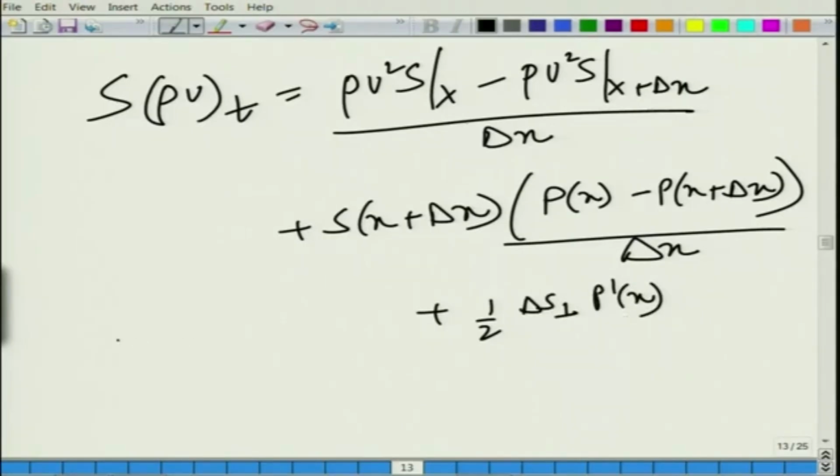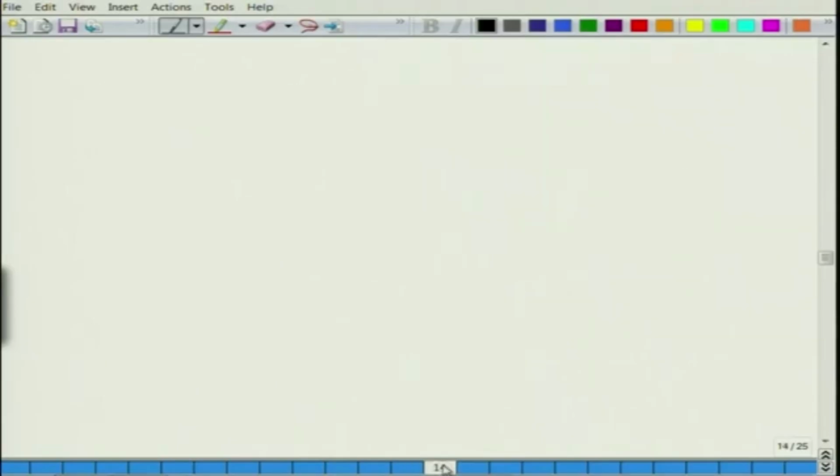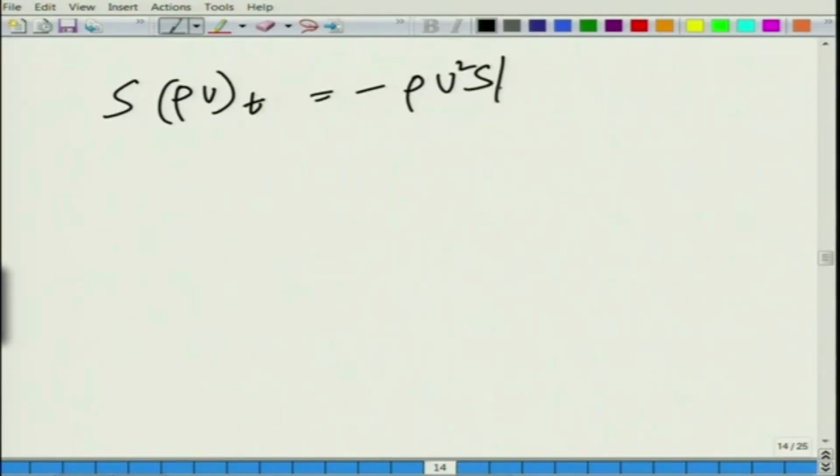And now, in the limit delta x tends to 0, what do we get? We will get, after some simplification, s times rho u t is equal to minus rho u square s with respect to x, minus s times p x. Okay. What we can possibly do is use the other equation.